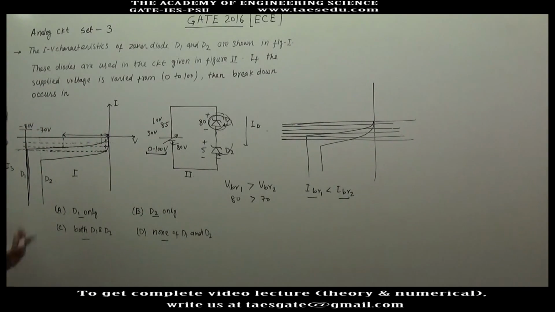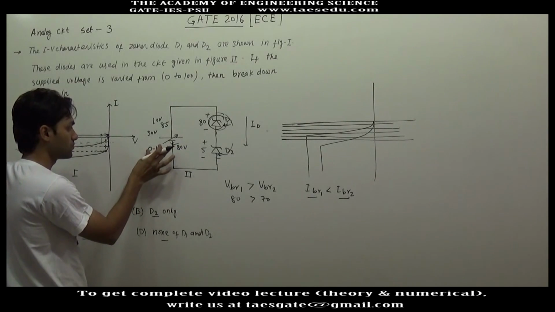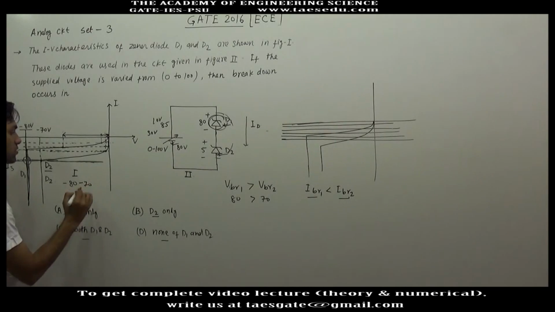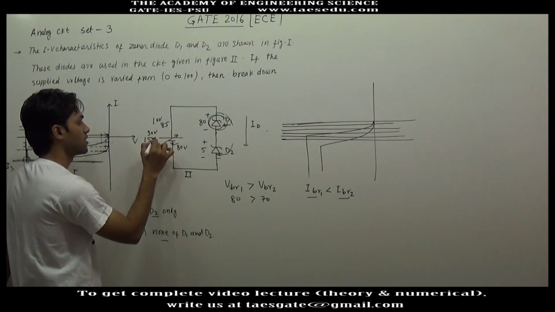Now if you increase the voltage up to 100 volt, let us try to break down the diode D2 also. So this is the point of breakdown of diode D2. When D2 is broken down, this will be the current. The minimum current required to break down the diode D2 is this height of current. For this height of current, the voltage across diode D1 has to be minus 80 volt and the voltage across diode D2 has to be minus 70 volt. So the total voltage requirement will be 150 volt.